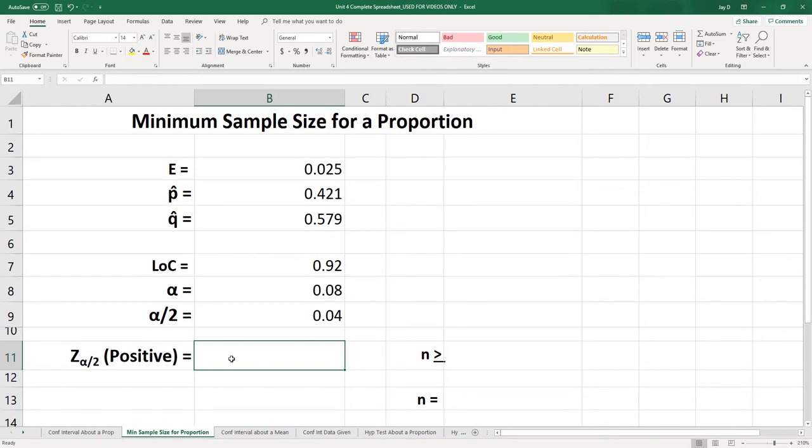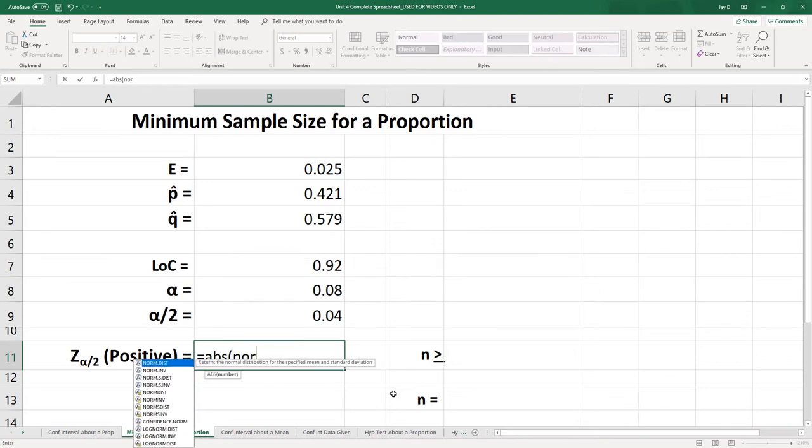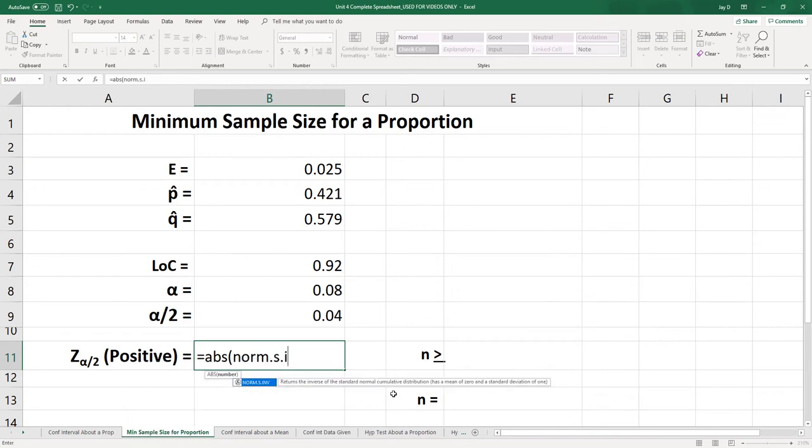And I'm going to nest two functions together. I just want to get the positive result, as I said. So I'm going to take the absolute value of the norm.s.inv. So if you have to pause this, then do so that you get the function correct. Equals the absolute value of norm.s.inv. I open another parenthesis.